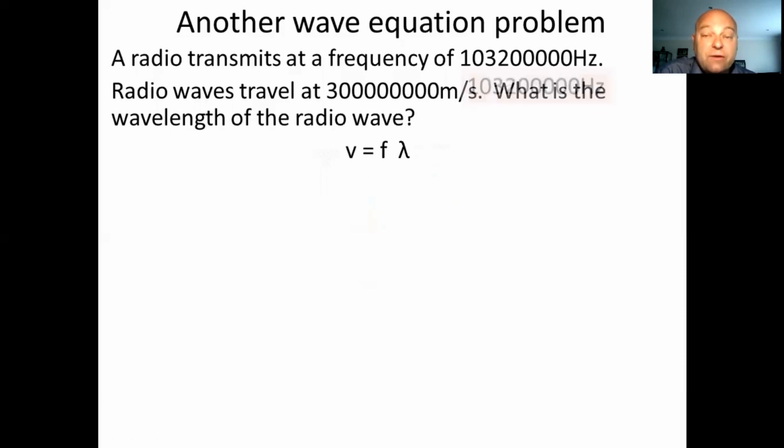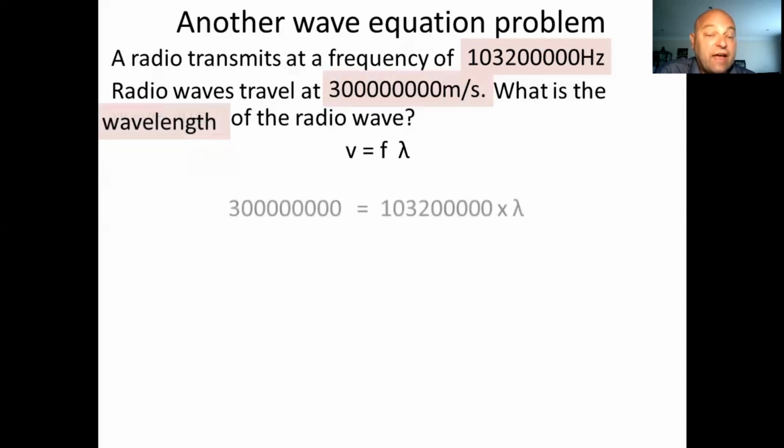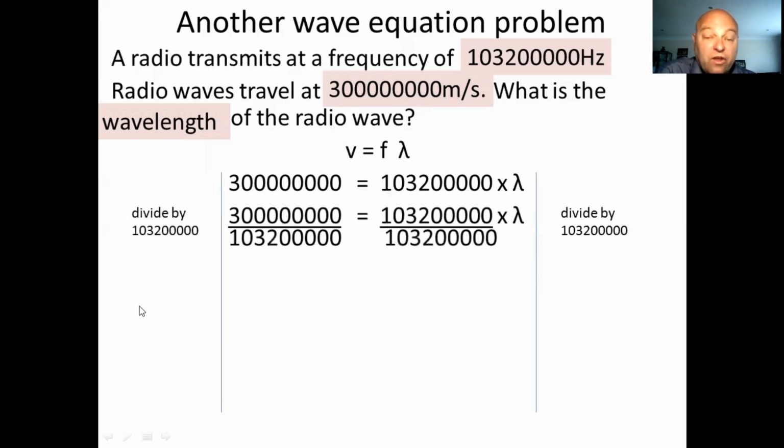You know the frequency, 103.2 million. You know the radio waves, the velocity is 300 million. And we're trying to work out wavelength. So substitute that lot in. And once again, we've got to divide by this big number here. This time it's 103.2 million. So we're going to divide both sides by that. And that's what it looks like.